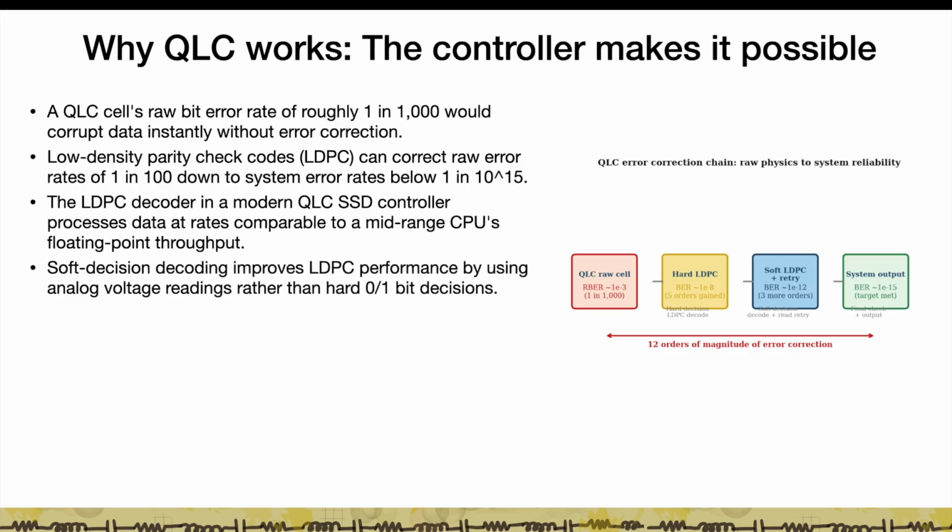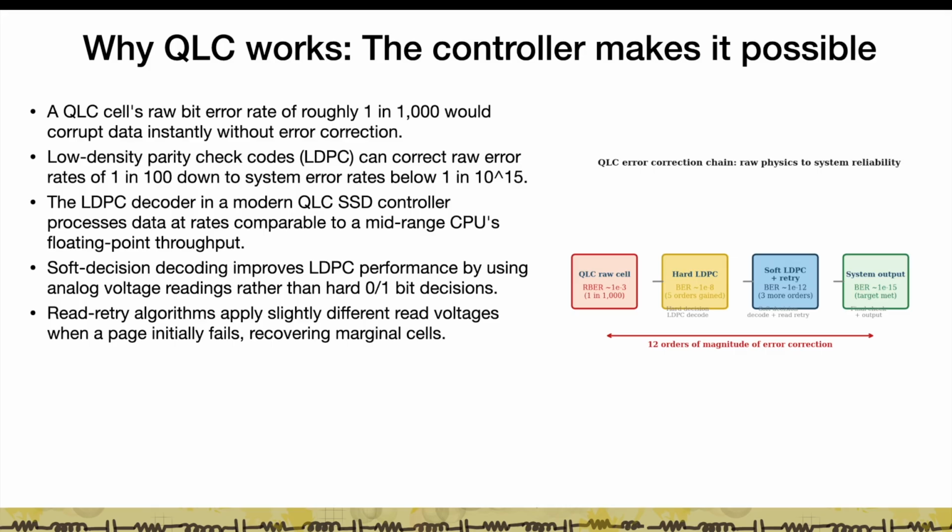The figure shows the correction chain. At the left is the raw QLC cell with RBER around 1 in 1000. The first stage is hard decision LDPC, a low density parity check code operating on hard bit decisions. This buys roughly 5 orders of magnitude of correction, bringing RBER down to around 1 in 10 to the 8th. Still not enough. The second stage applies soft decision decoding.